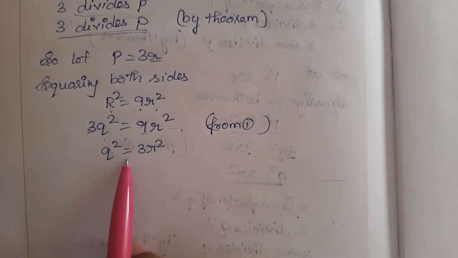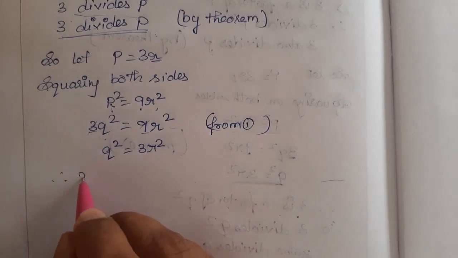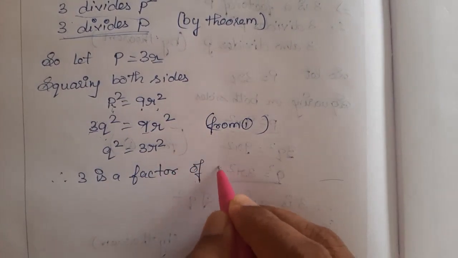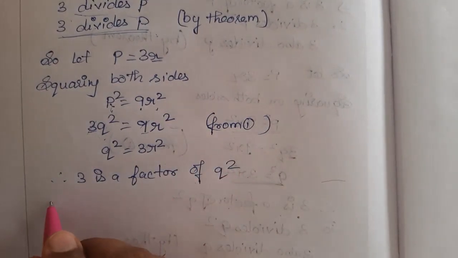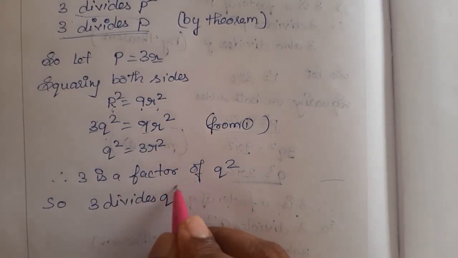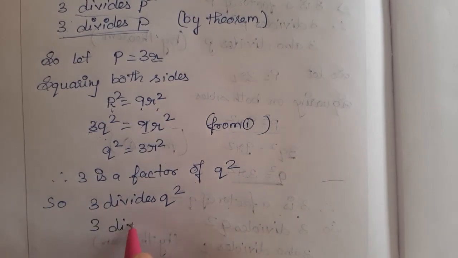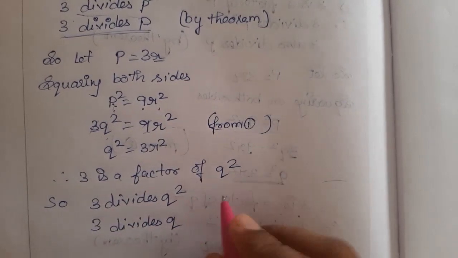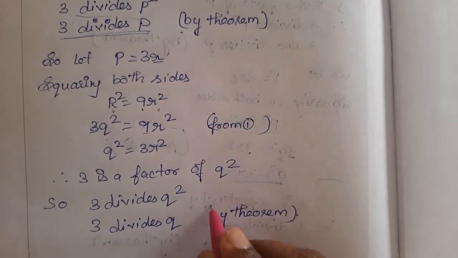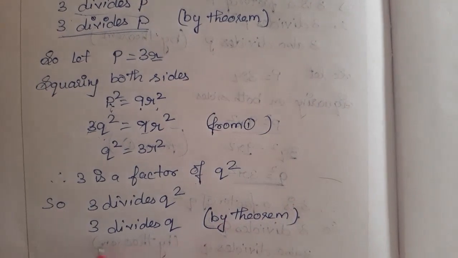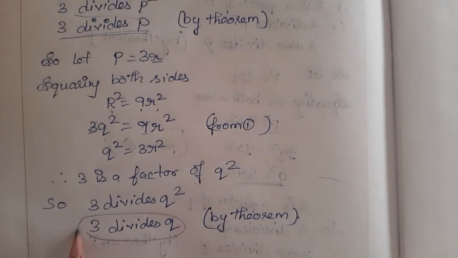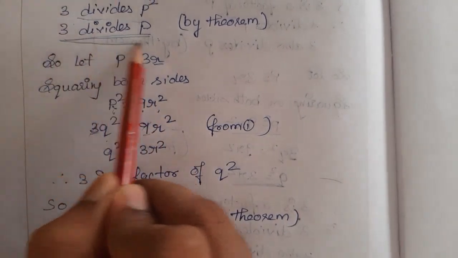Now what it says: Q square is a multiple of 3, right? Therefore 3 is a factor of Q square. So 3 divides Q square. That means 3 also divides Q. We learned this in the theorem, right? By the theorem. So now what happens? See, 3 divides Q.